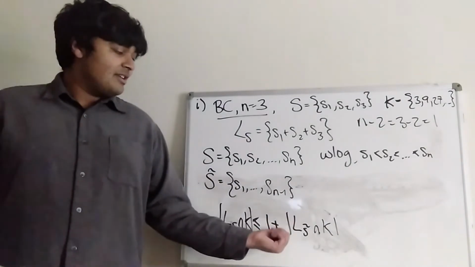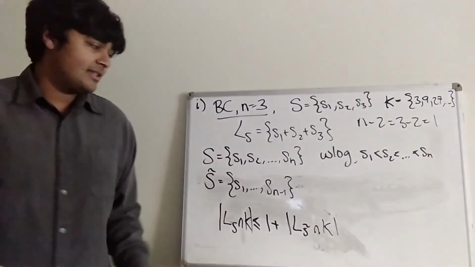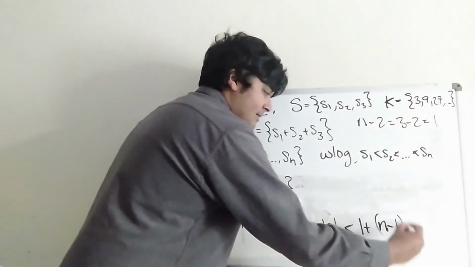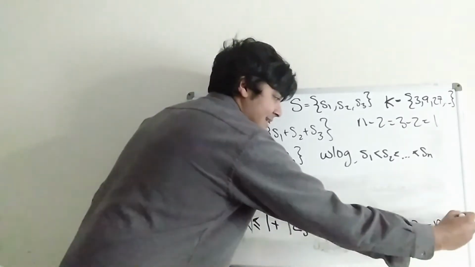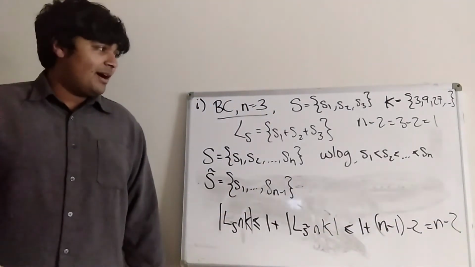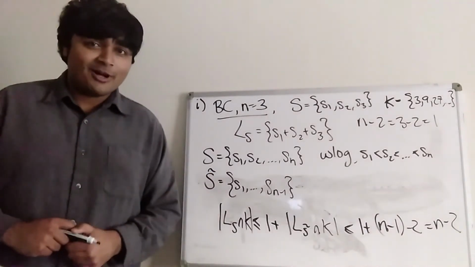But by assumption, this guy here is going to be less than or equal to n minus 1 minus 2. So this is less than or equal to 1 plus n minus 1 minus 2. And of course, it is just n minus 2. And that gives us our result by induction. So that solves part 1. Let me clean up the whiteboard and we'll move on to part 2.